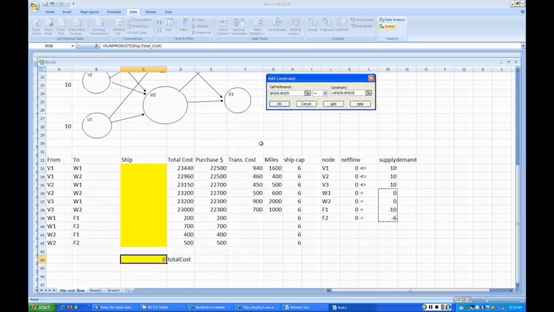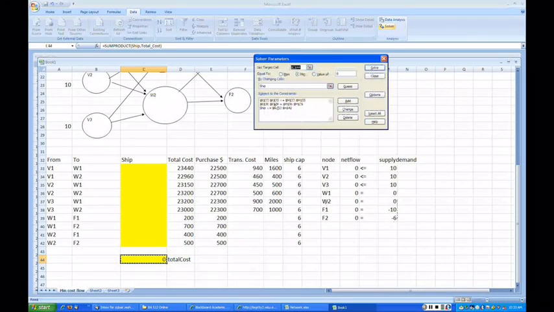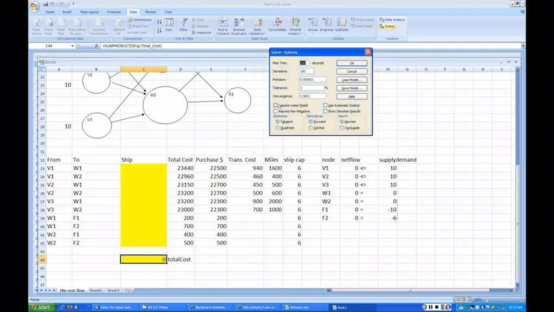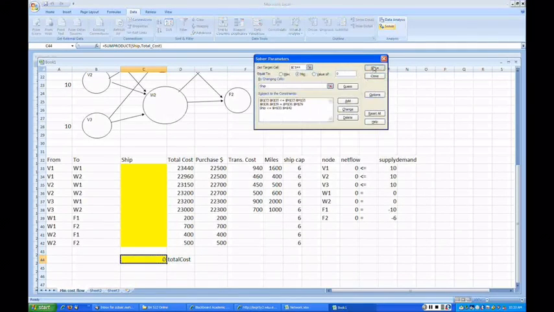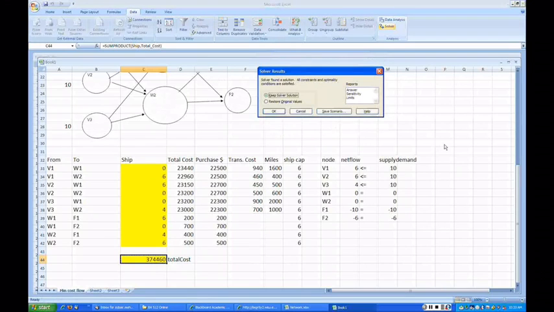Now we have the relationships. The amount that we ship has to be less than or equal to the capacity on those routes, and the supply and demands of the vendors, warehouses, and factories need to be satisfied. Click OK. Options, linear, non-negative. Click OK and solve. When you solve, it says it found a solution and all conditions are satisfied. Click OK.